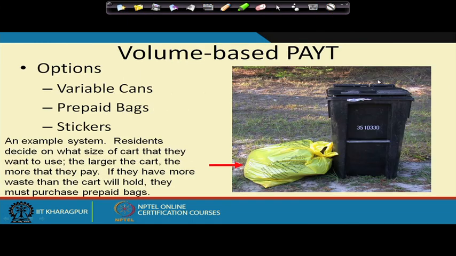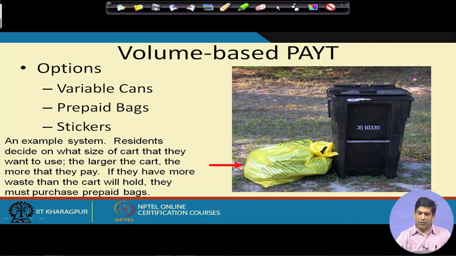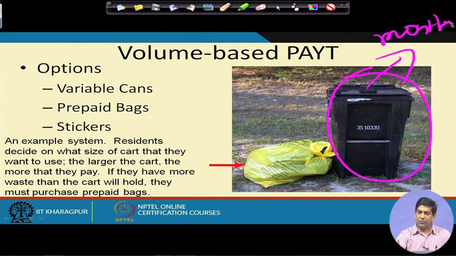So volume based pay as you throw, we already talked about that. You have variable cans, prepaid bags, stickers. You already saw this example system where residents can decide what size of can they want. So they pay a monthly fee based on this, and then if you have extra garbage, you put it in this prepaid bag. So that's your volume based pay as you throw.